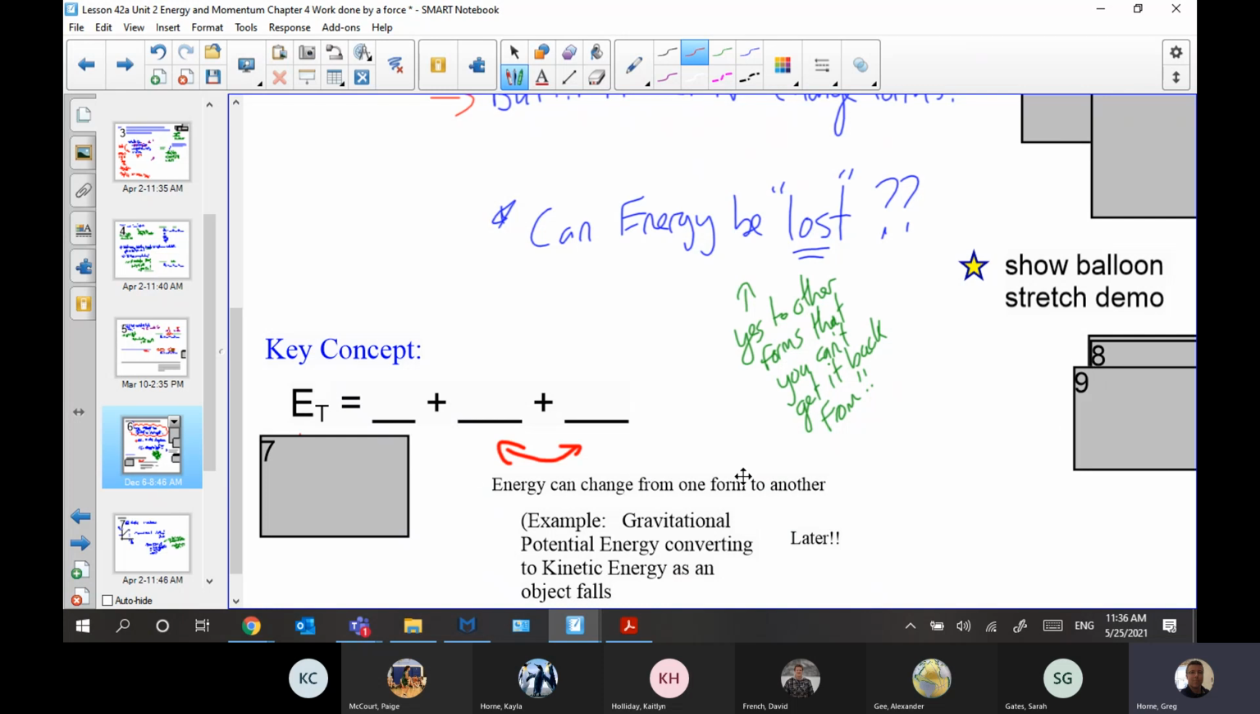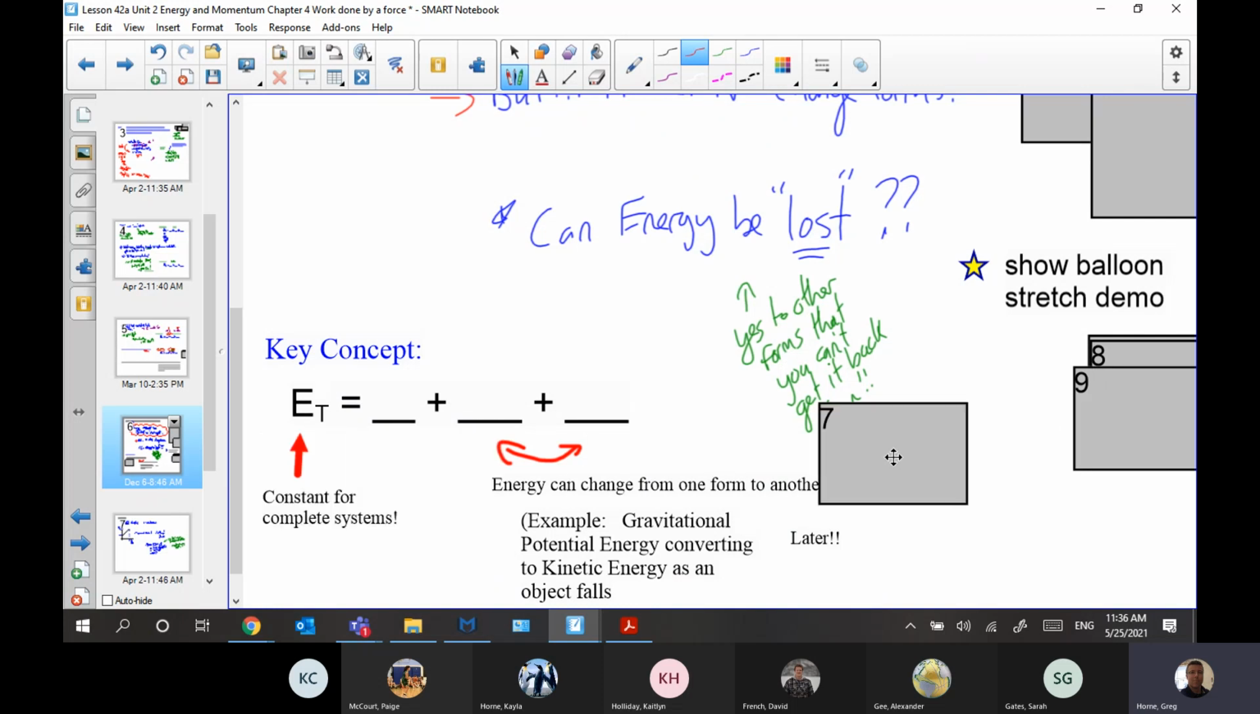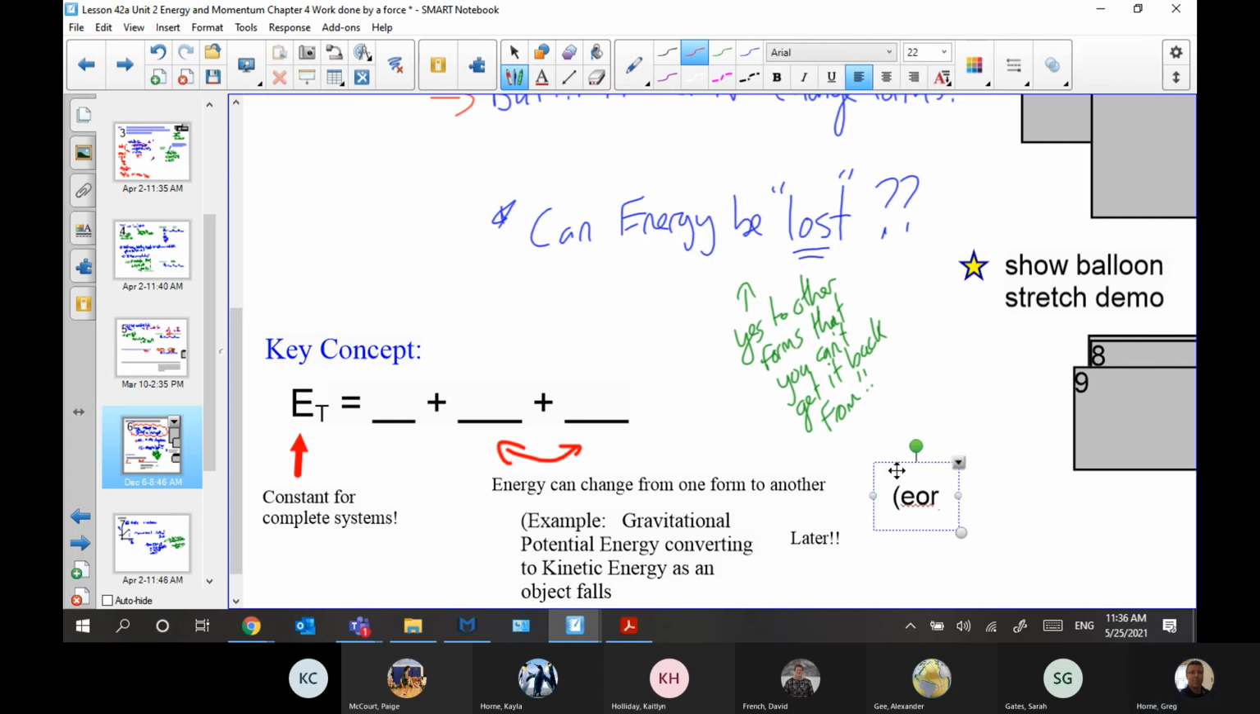So we know the idea that we can change energy from one form to another, which is what's going to be called the work energy theorem. Work energy theorem. That's a fancy name for saying energy can change from one form to another. Okay.